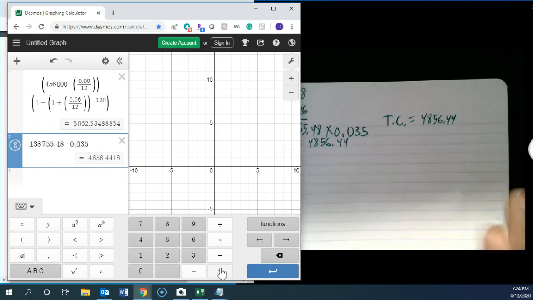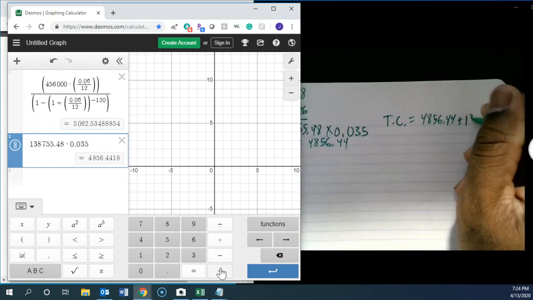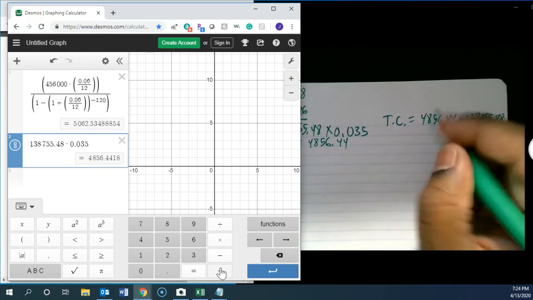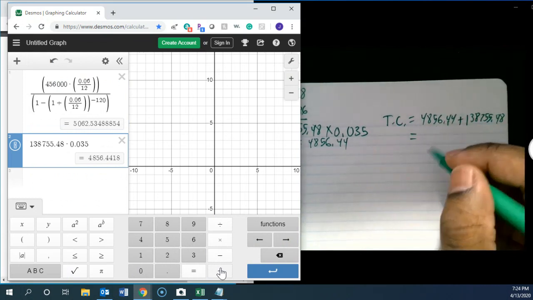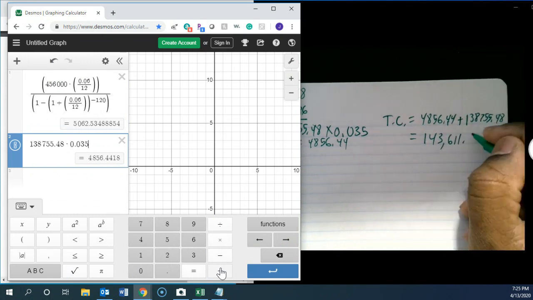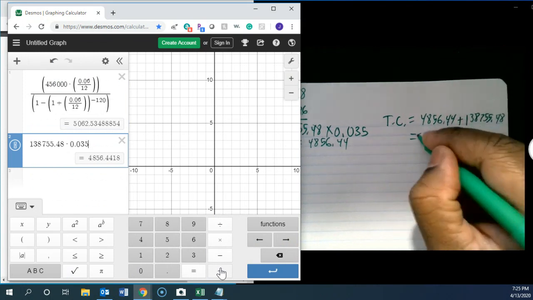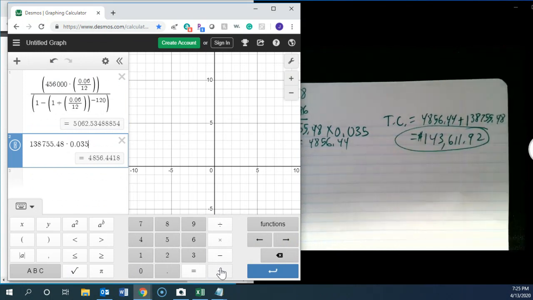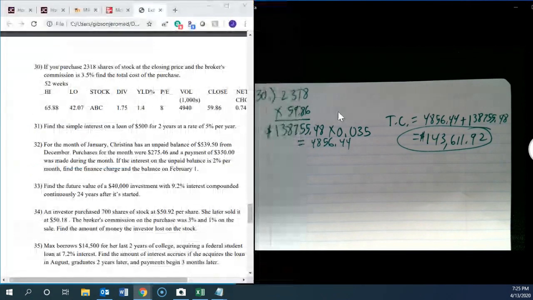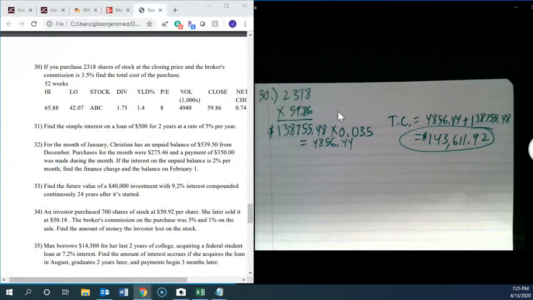plus the amount we paid, which is the $138,755.48. Now, when we add all this together, it'll be $143,611.92. That would be our total cost. All right. So that's problem 30.